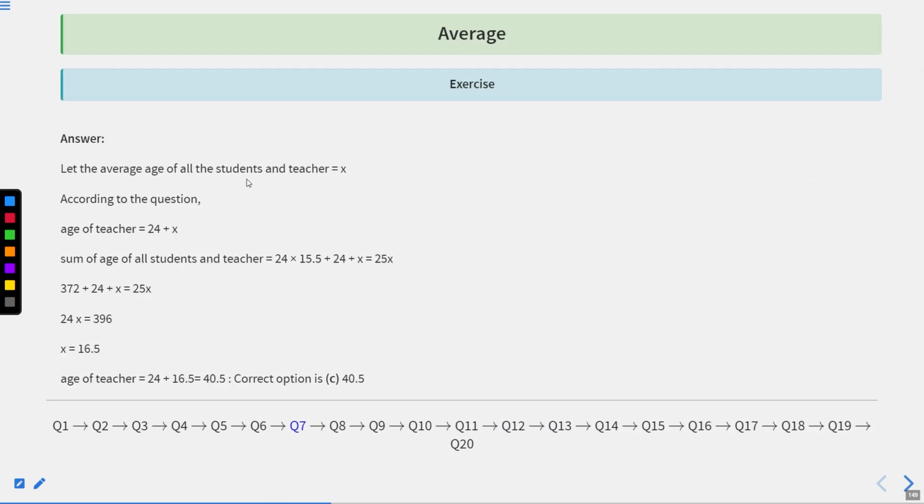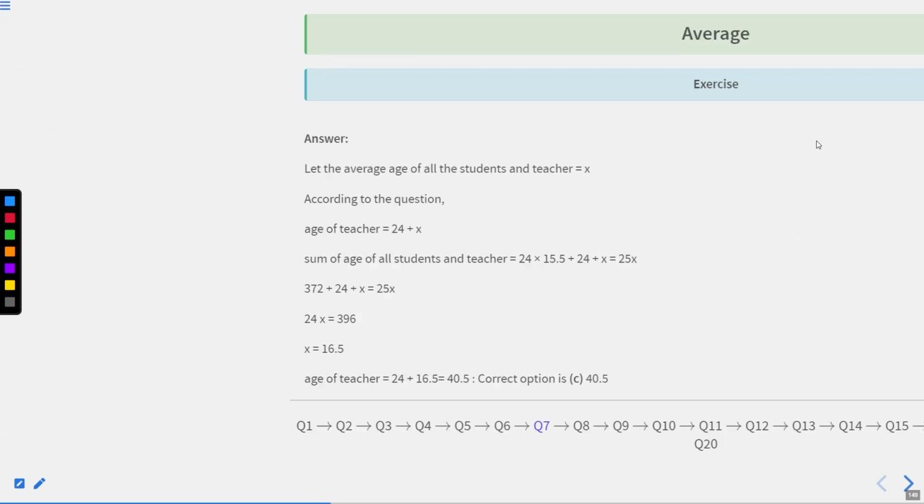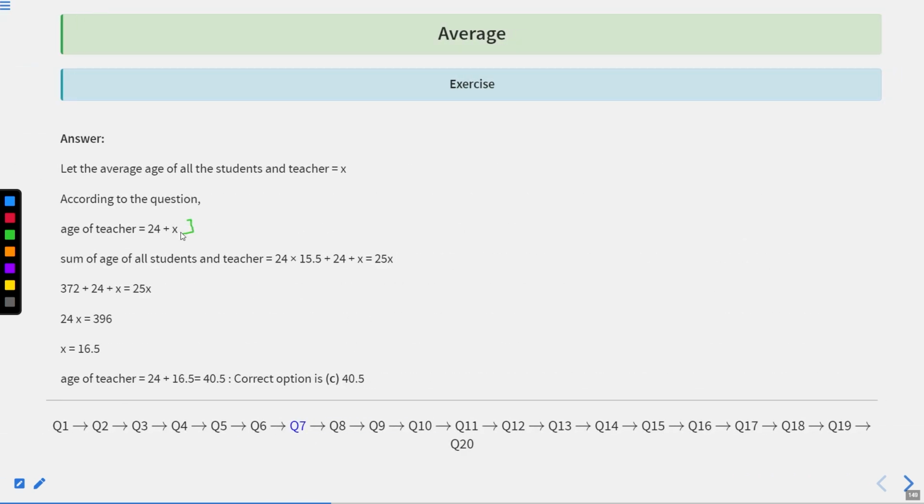Let the average age of all students and teachers be x. According to the question, the age of the teacher is equal to 24 plus x, because it is given that the age of the teacher is 24 years more than the average of the combined age of students and teachers. That is how we are able to write this. So the age of the teacher is 24 plus x.